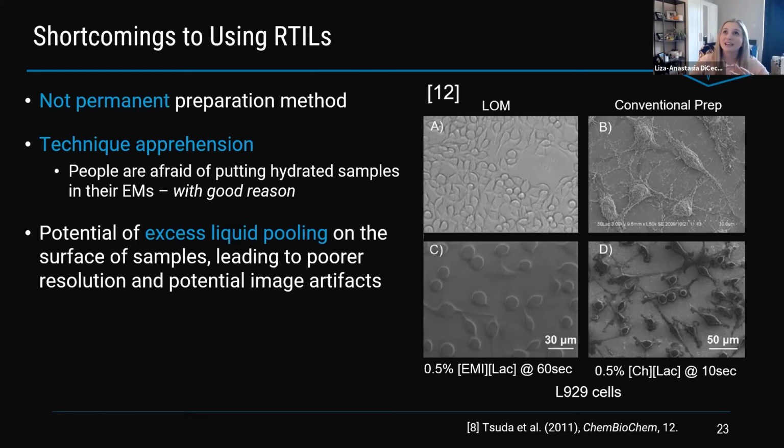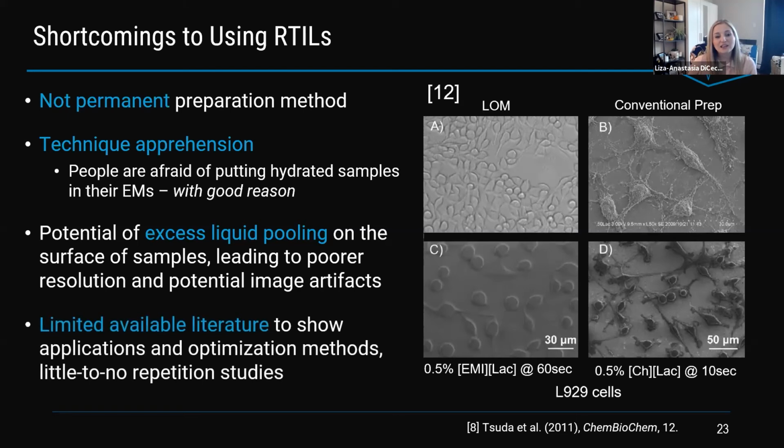And you can mitigate that with the right selection of an ionic liquid too. If you have a hydrophobic surface, you can use an ethanol RTIL or an RTIL that's actually hydrophobic as well to match better with that surface characterization. But in any case, what this pooling can lead to is poorer resolution because the thickness of that film is so thick, and imaging artifacts.